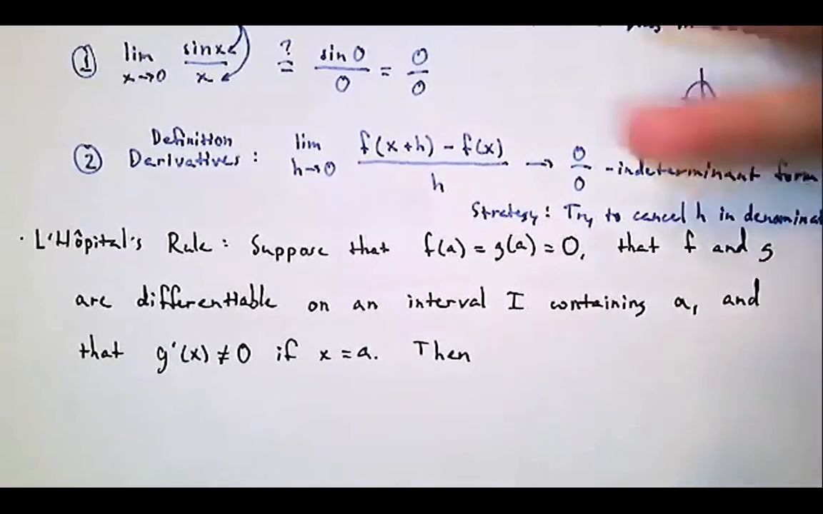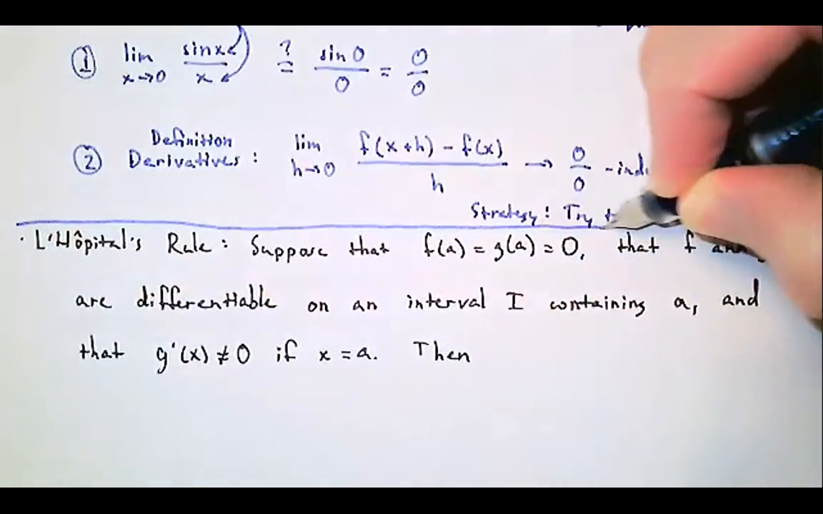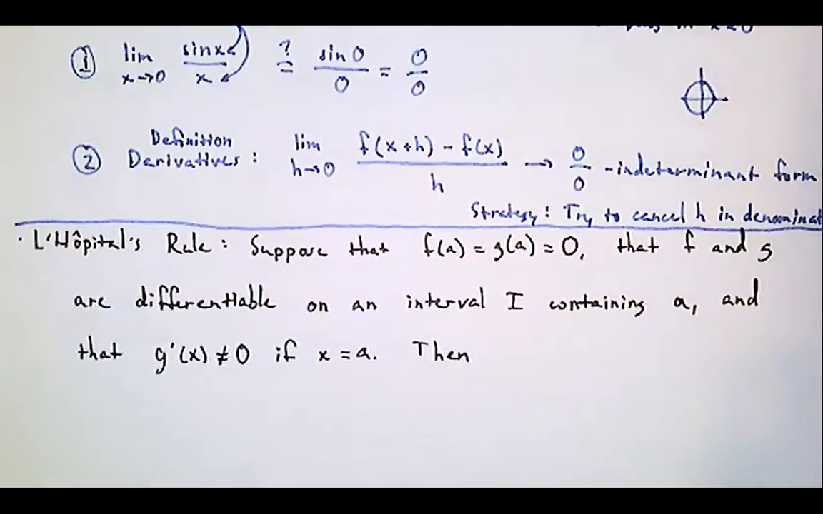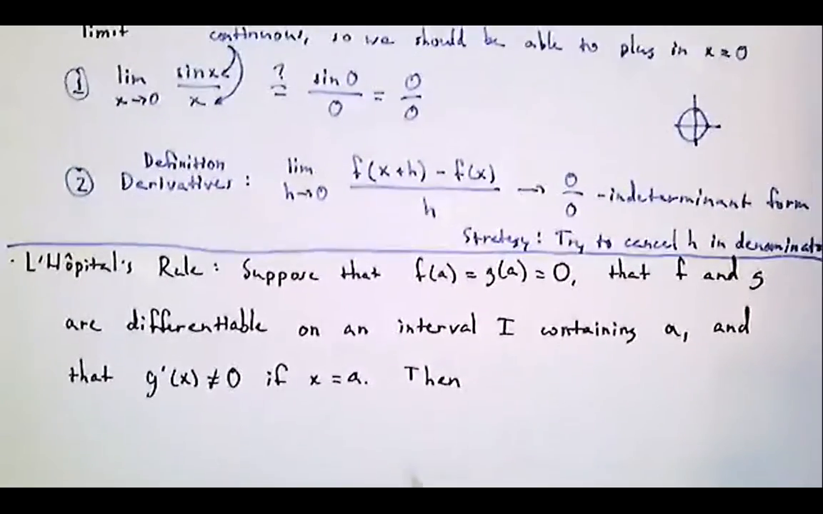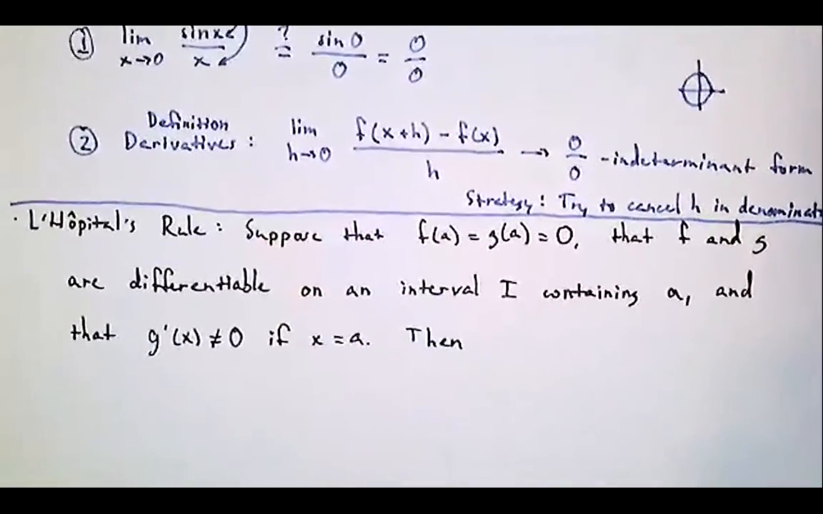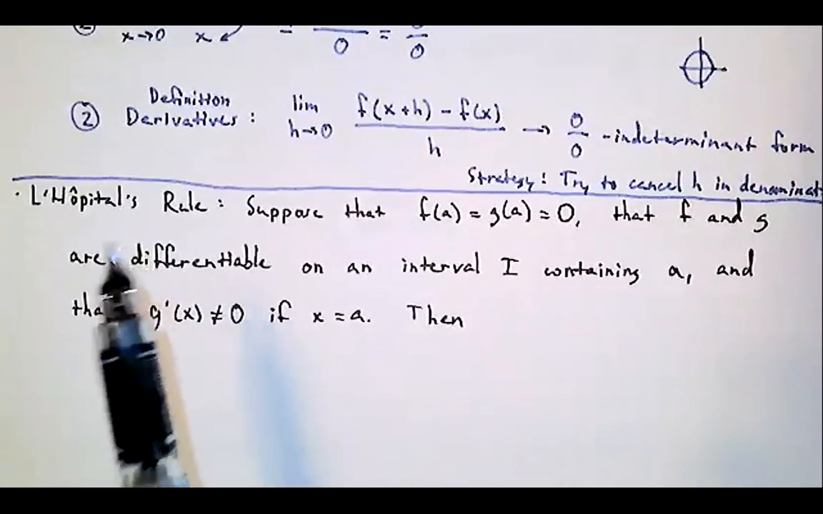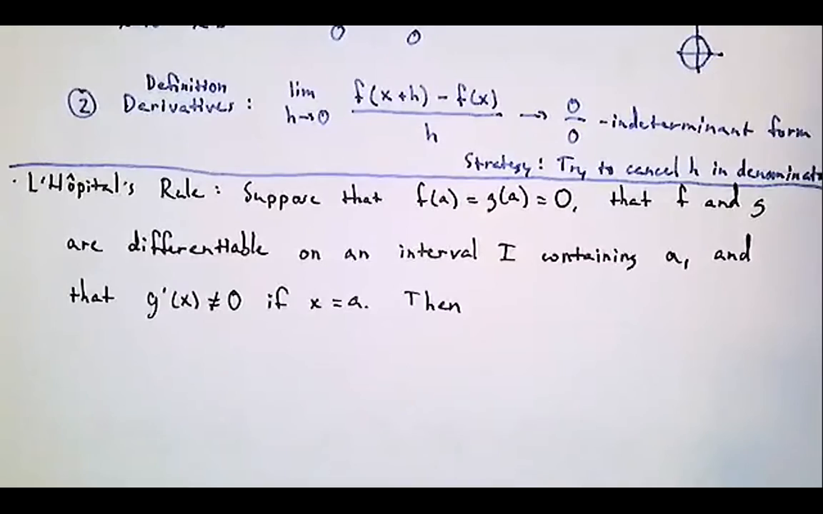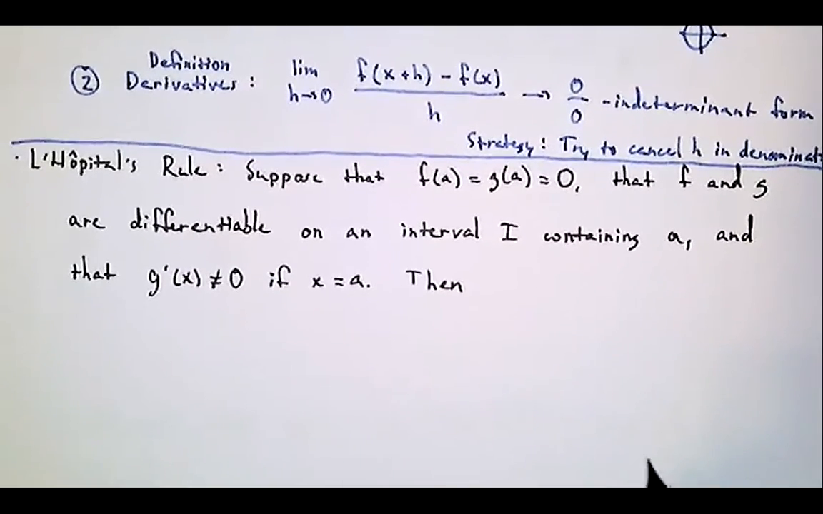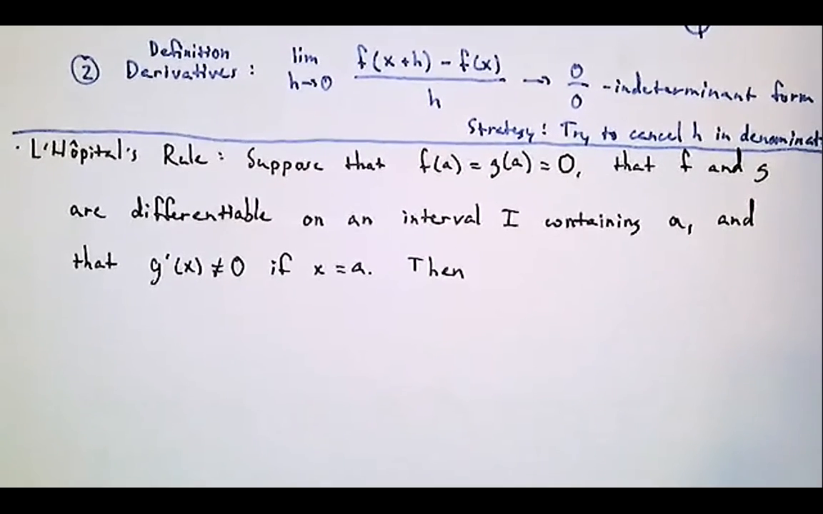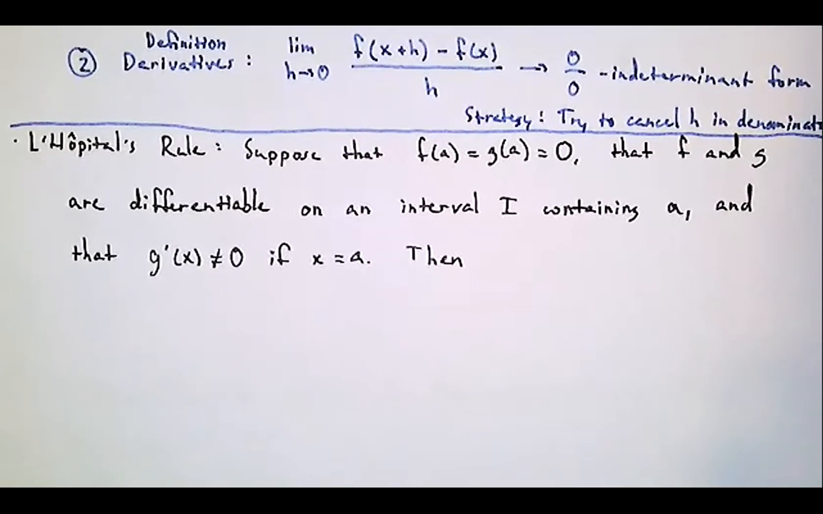So let's put a line here since things are getting crowded. Instead of trying to cancel something out in something like a trig function where it might not even be possible, what we're going to use is something called L'Hopital's rule. The statement of it is a little bit dense at first, but once you've done it a few times, it should be clear what to do.